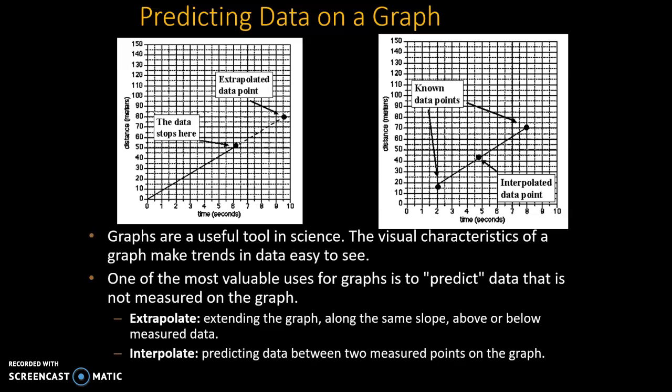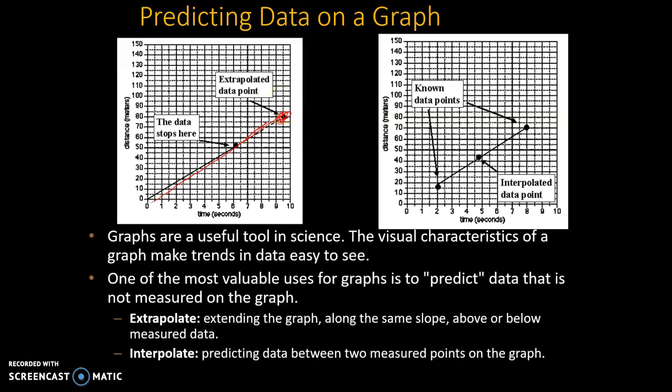Okay, when we have graphs, sometimes you're going to be asked to make a prediction. So you can either extrapolate or interpolate. If you extend the graph along the same slope, so right here, you see this line graph. If you want to make a prediction based on the behavior, it's increasing, right? It's directly proportional. So I can predict that as the time passes, my next data point will be here. This is a prediction. That means I extrapolated that point.